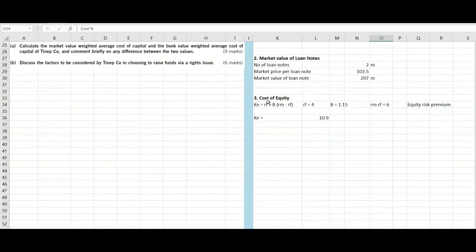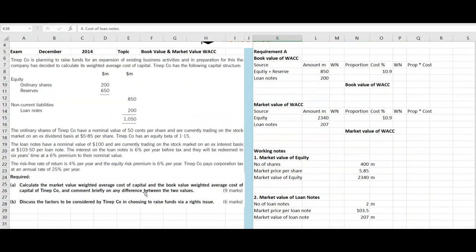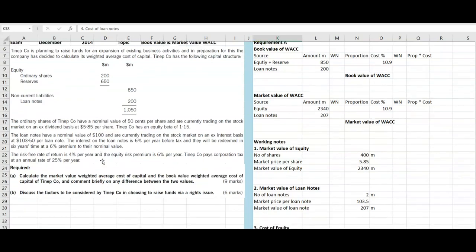So now our last step is to find out the information regarding the loan notes. So we'll have to search for it. Loan notes information is in this paragraph, where the loan notes have a nominal value of 100 and are currently trading on a stock market on an ex interest basis of 103.5 per loan note. The interest on the loan note is 6% before tax, and they will be redeemed in 6 years time at a premium of 106% to their nominal value.